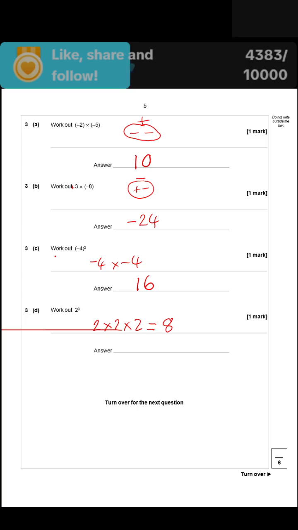We keep the sign of the bigger value? Not quite. So what you can do is ignore the sign you start off with, do 2 times by 5, that gives you 10, then compare the signs afterwards.